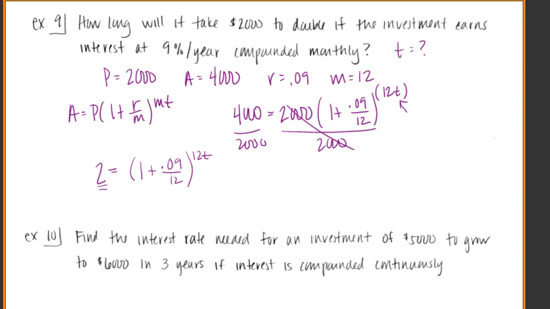Let's go ahead and get this base. Let's clean that up. So 2 is going to equal, and if you just do 1 plus 0.09 over 12 in your calculator, you're going to get 1.0075 to the 12t.